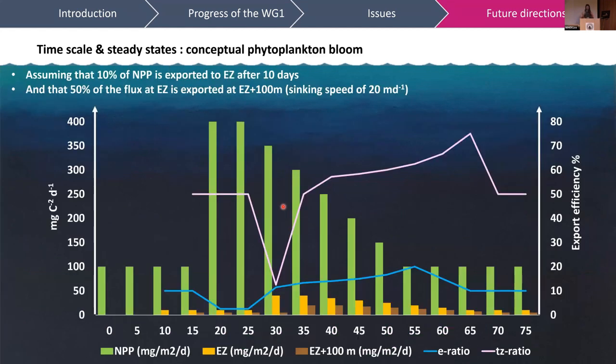To illustrate the problem, we tried to invent a simple simulation of a bloom. This is an exercise assuming that 10% of the primary production is exported to the aphotic zone after 10 days, and that 50% of the flux at the aphotic zone is exported at aphotic zone plus 100 meters with a sinking speed of 20 meters per day. And yeah, the export efficiency is first really low, as the bloom didn't have the time to sink yet, and is progressively increasing, but this is just because the bloom is decreasing at the same time. So if you do a percentage, it becomes higher.